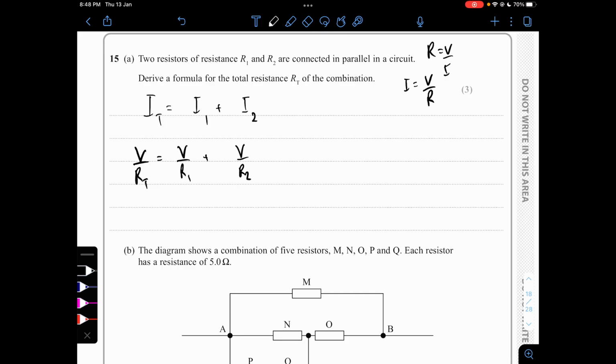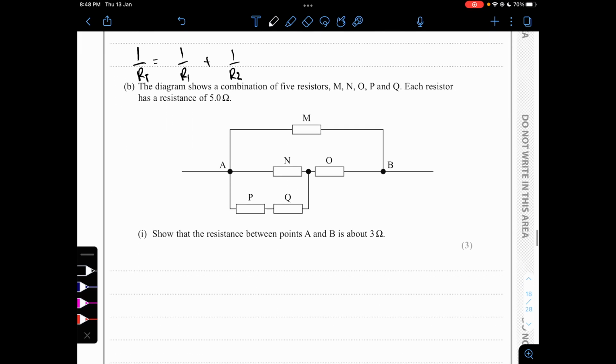What do you know about voltage in parallel? Since voltage in parallel is the same, you can get rid of it, right? You can just divide by it. Divide by V, and we will get 1 over RT equals 1 over R1 plus 1 over R2. So that is how we prove it.